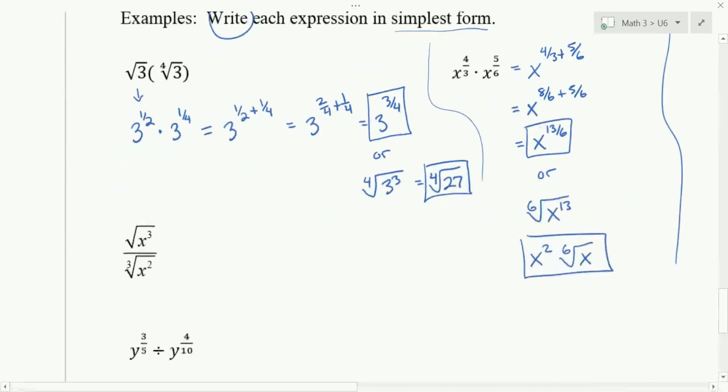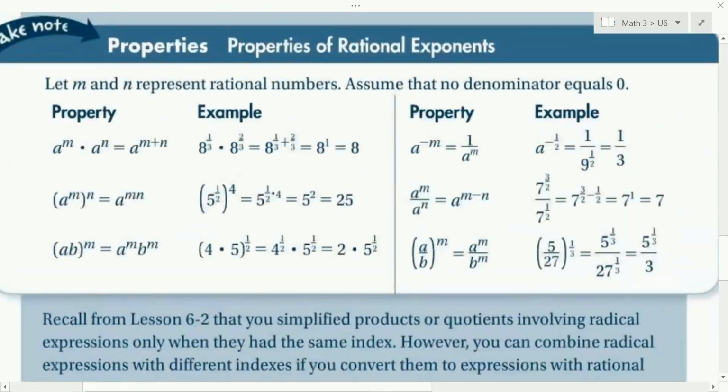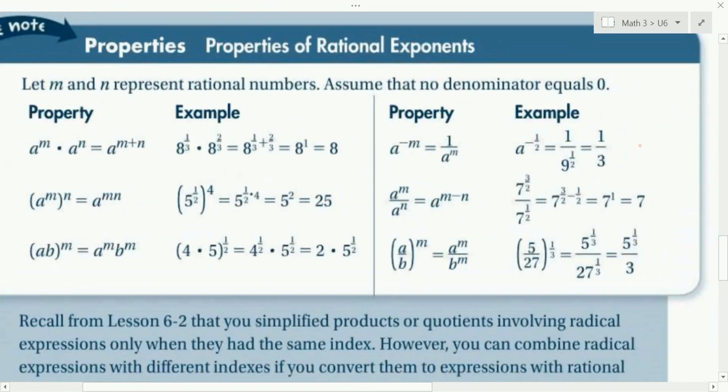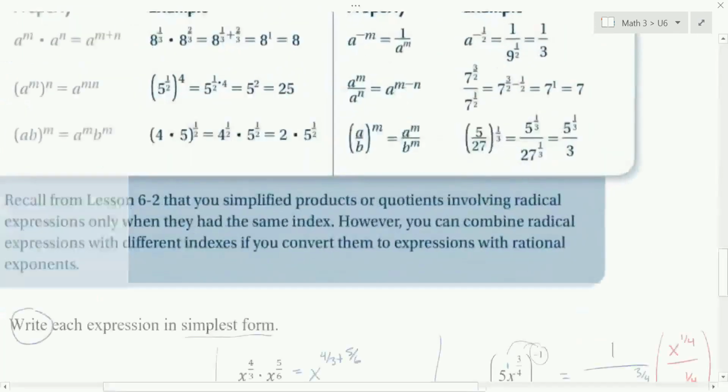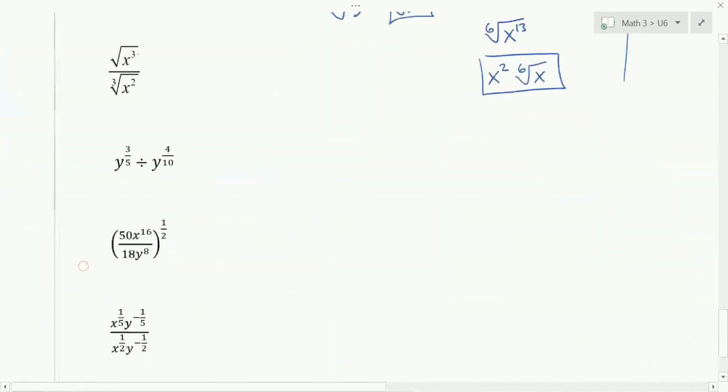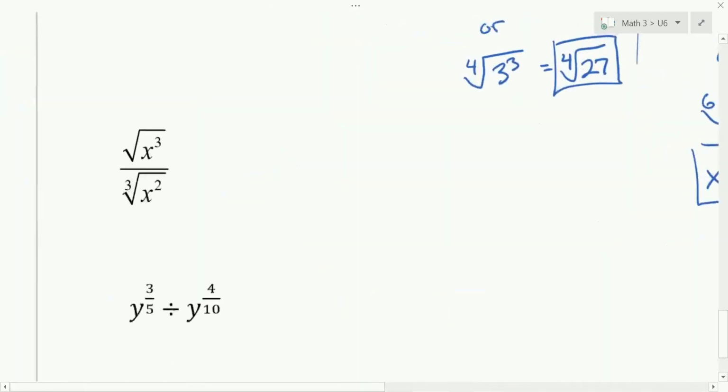Okay, so now division. Let me bring your attention to the division property with exponents. When the bases are the same, so here we have base a, we have a to the m over a to the n, you can divide by keeping the base the same and subtracting the exponents. Okay, and so we're going to use that rule on this next one.